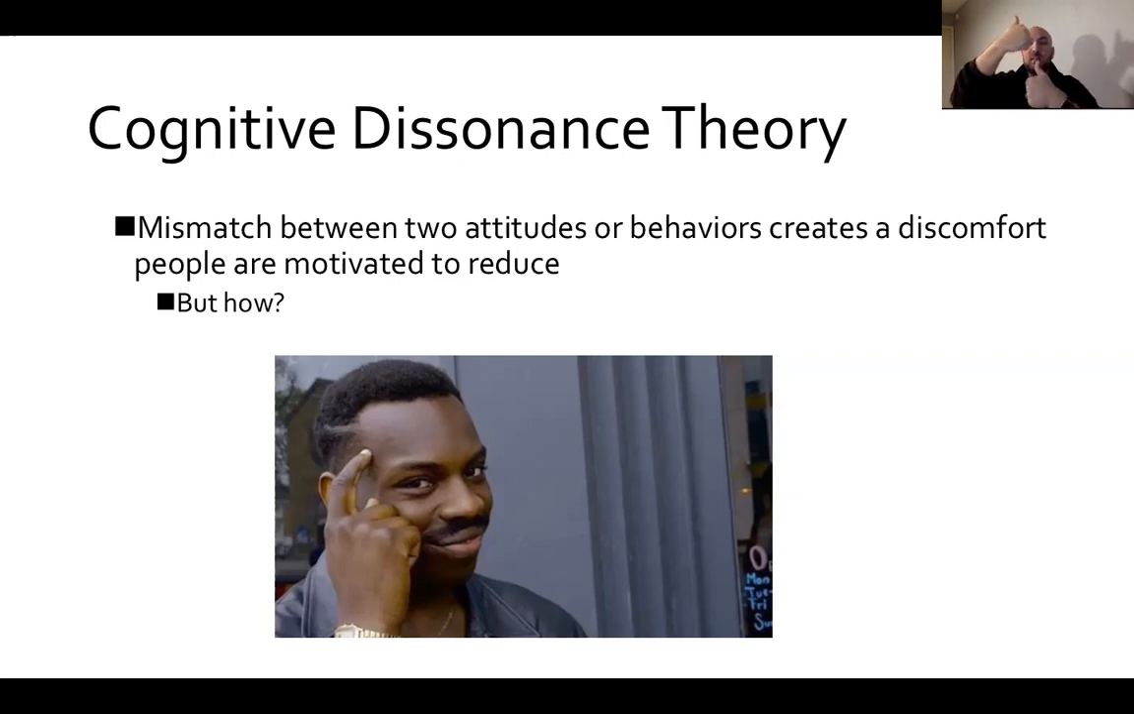say, you know what? Like, let me change my attitude. Say, well, this was really worth it. This sorority is so great. And they change their attitudes to be consistent with their behavior. So there's a lot of different ways, the sort of like, but how do people deal with cognitive dissonance theory? They can change their attitude. They can change their behavior. They can ignore the inconsistency.